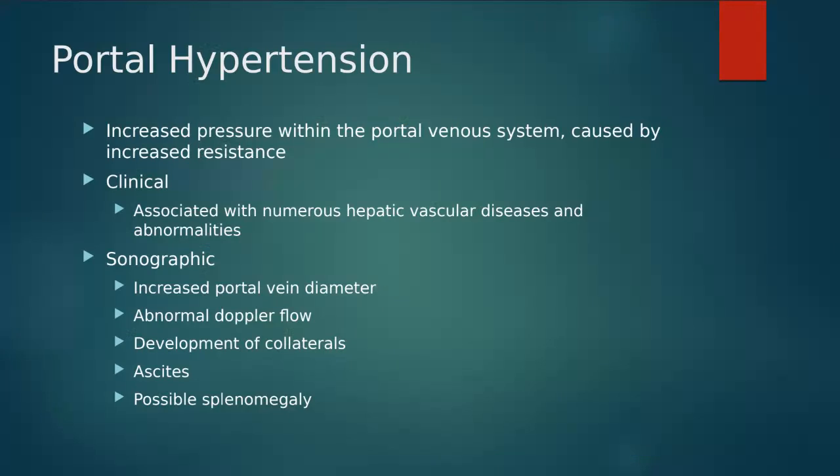Moving on to portal hypertension. This is a condition that occurs when we have this increased amount of pressure within the portal venous system caused by increased resistance. Now, a lot of things can cause that increased resistance. If there's a tumor in the liver and it's compressing upon any of those vessels, that's going to increase the resistance that the blood flow has to travel through, right? And it's going to increase that pressure because of it.